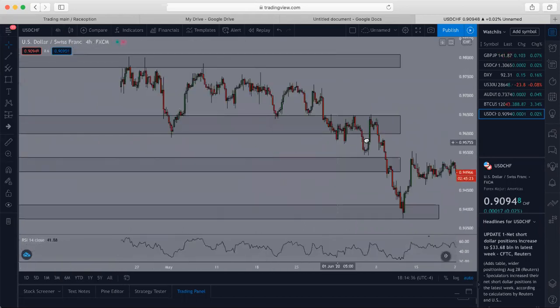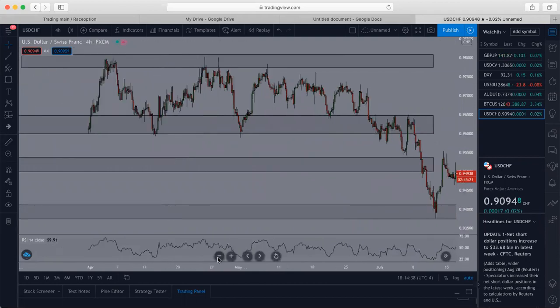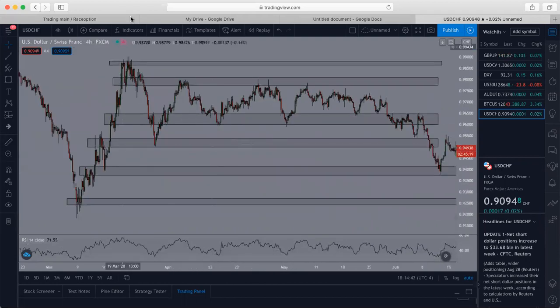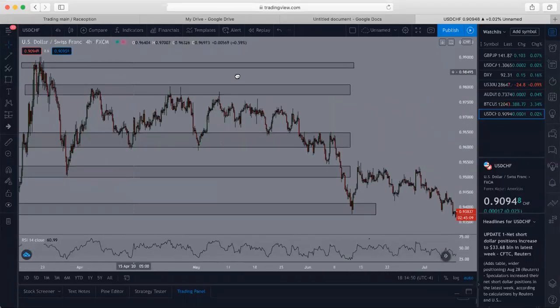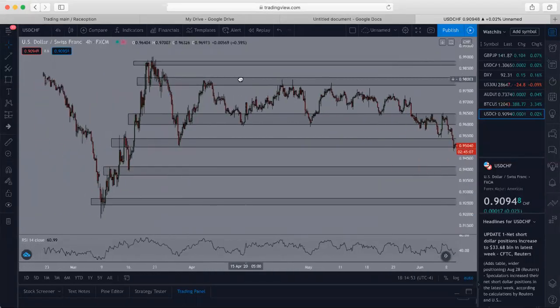So actually I already have it marked up here. I didn't even realize. So if you can see where I have the zones, I don't even know when I marked this up. So this is literally just a respected zone. I'm going to show you how you can kind of leverage the zones a little bit too.